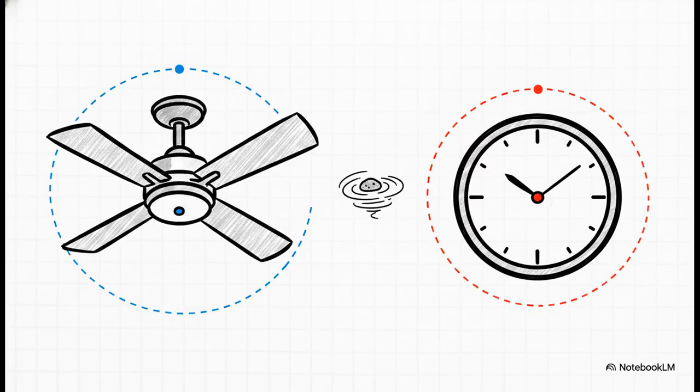And this brings up a really fascinating point. In circular motion, the object as a whole might not actually be traveling across the room. An electric fan stays perfectly still on your ceiling, and a clock stays right there on the wall. But if you mark a point on the blade of that fan or the tip of the minute hand, that specific point is continuously traveling in a circle, maintaining the exact same distance from the center.